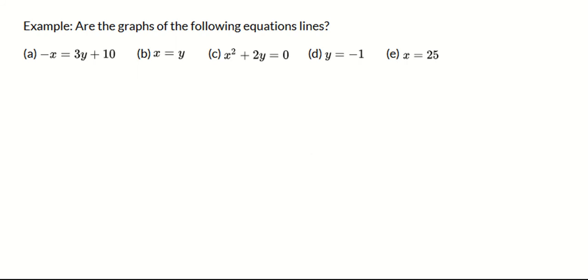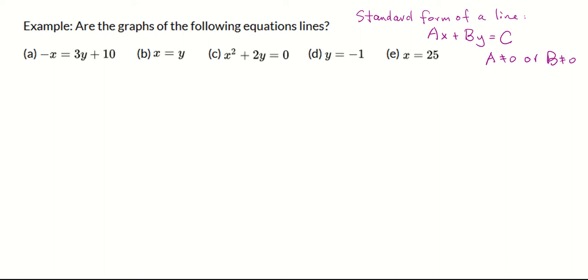Let's look at this example. Are the graphs of the following equations lines? To decide if the graph of an equation is a line, we see if the equation could be written in the standard form of a line, which is ax plus by equals c, where a, b, and c here are real numbers. The other condition is a and b cannot be 0 at the same time.